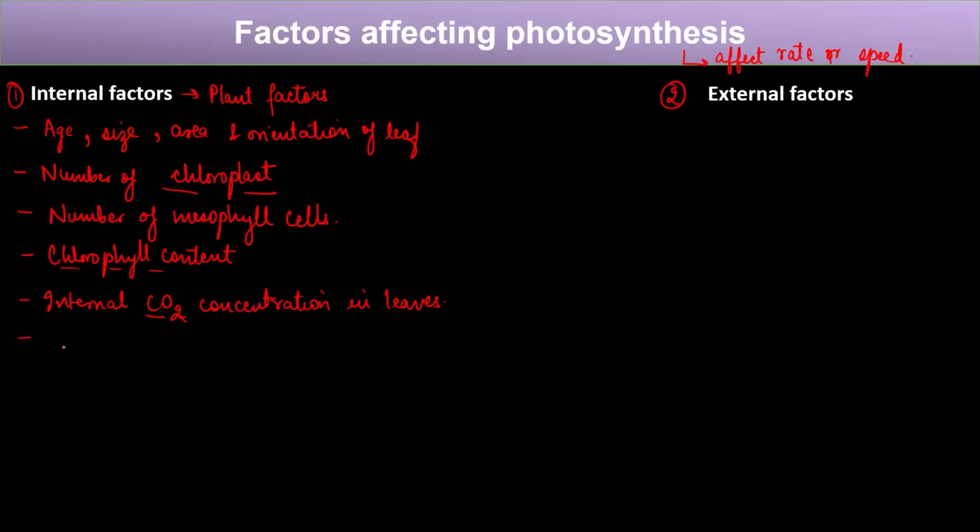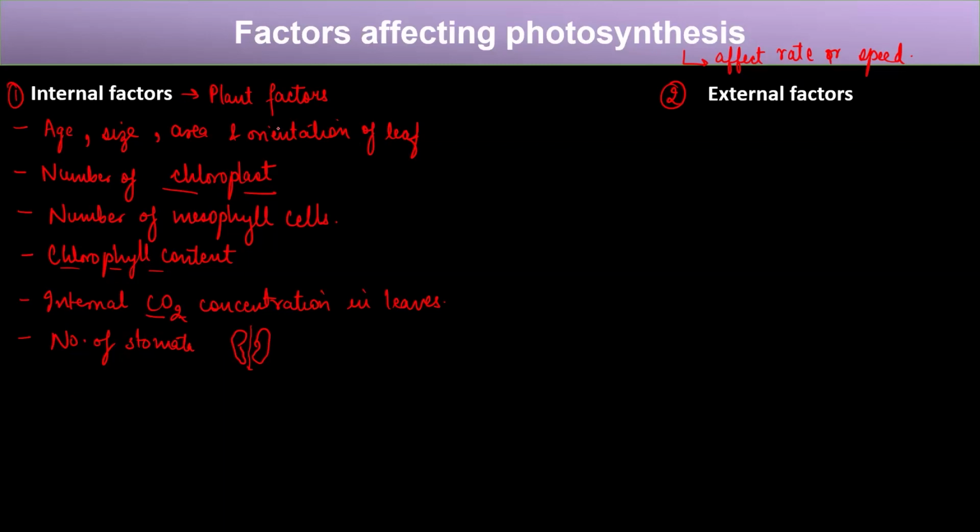Then the next factor is the number of stomata. We know stomata are bean-shaped structures present in the leaves. They undergo opening and closing, and hence allow the exchange of gases and water through them. So the number of stomata also plays an important role. If the number of stomata is very low, then gases like CO2 won't pass, and the water won't pass. Or if the number of stomata is very high, there will be excessive water loss. Hence, the number of stomata also affects photosynthesis.